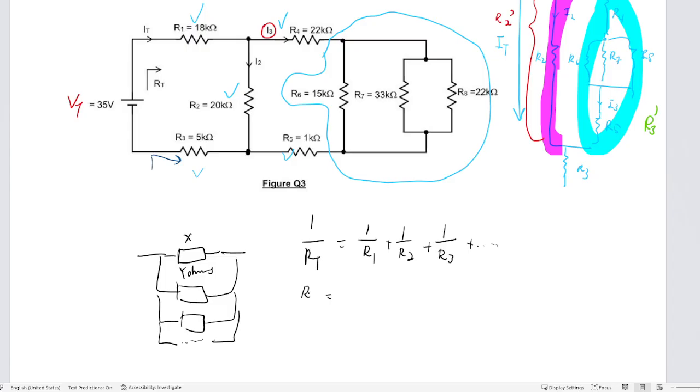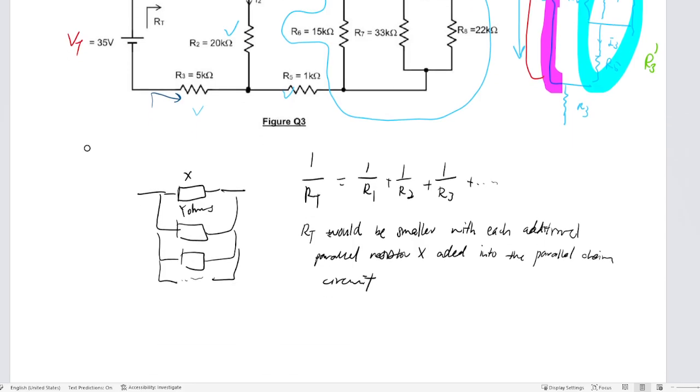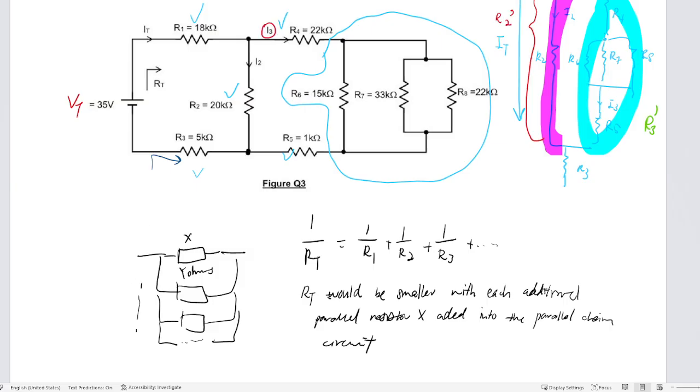So R total would be smaller with each additional parallel resistor X added into the parallel chain circuit. Okay, parallel chain as such.